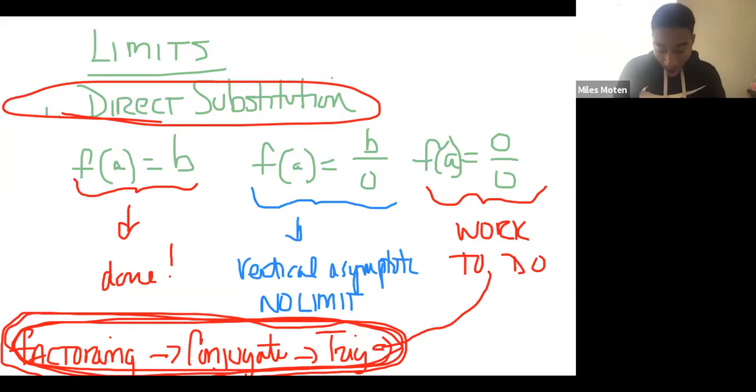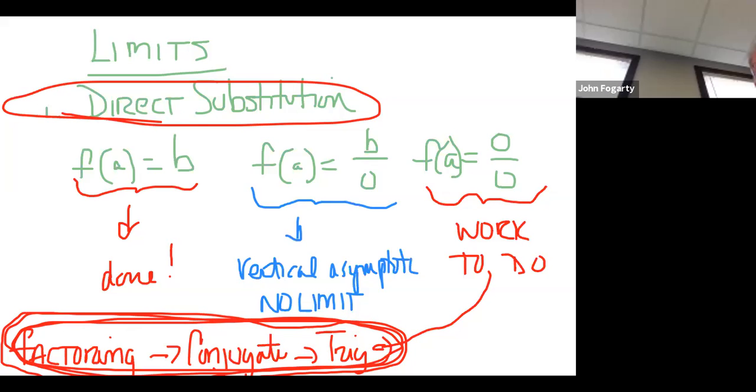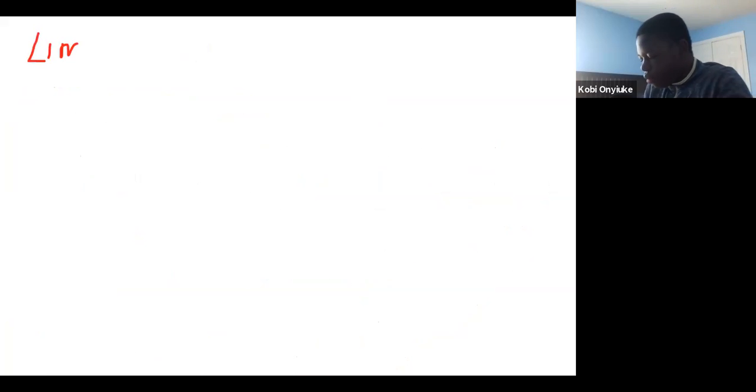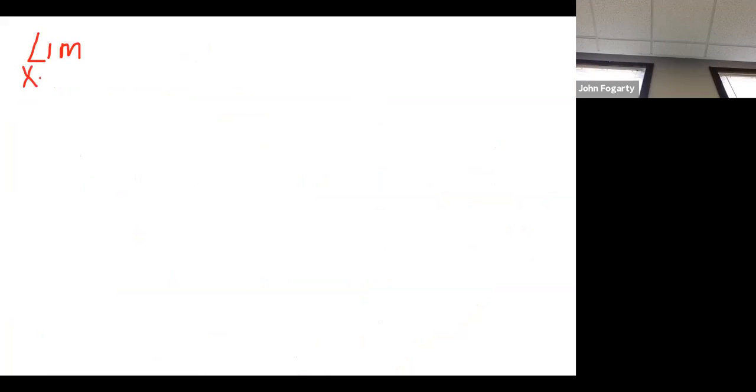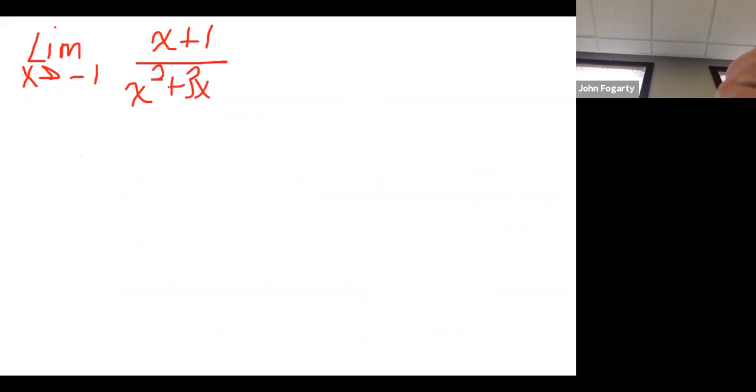All right, let's try another one. Do you want to do one more? It's 10:49. Let's do one real quick. Ready? The limit as x approaches -1 of x plus 1 over x squared plus 3x plus 2.